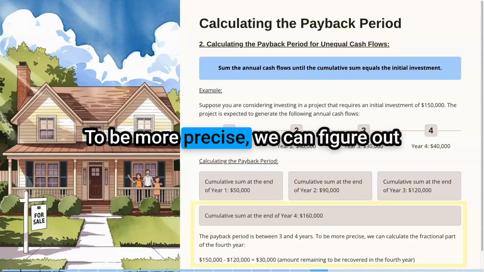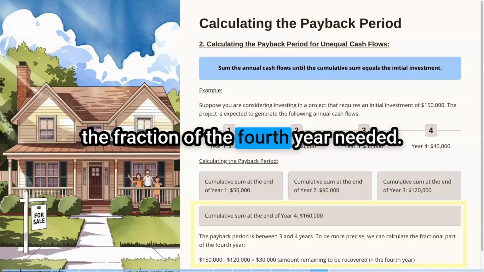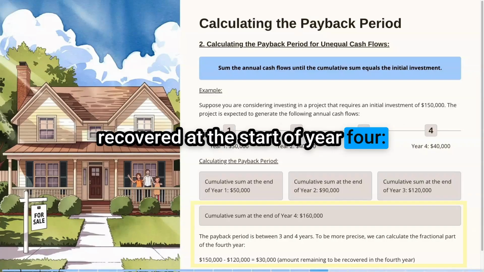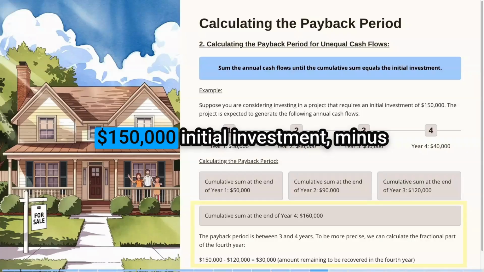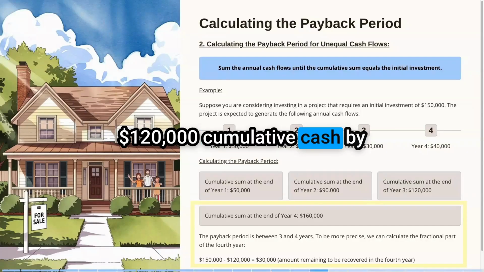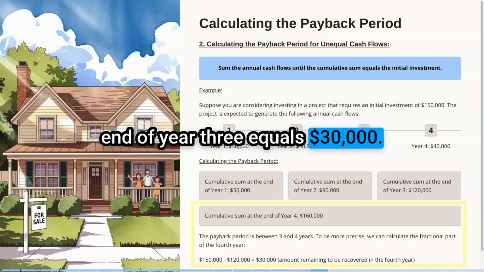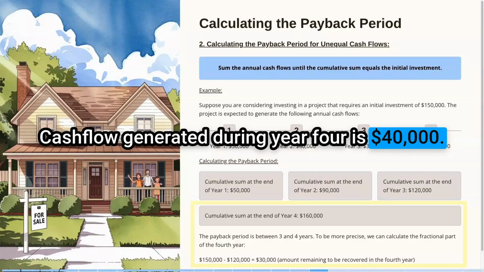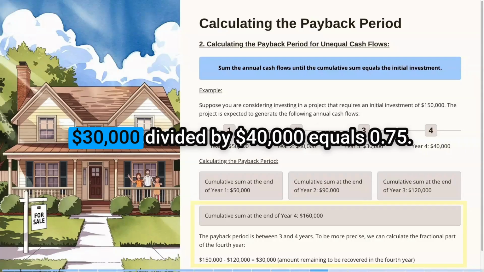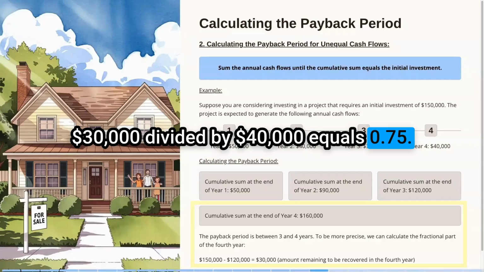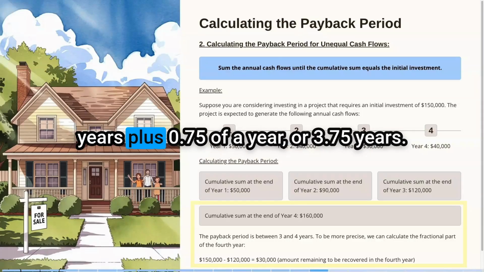Since year 4's cash flow is more than what we need, we know the payback happens sometime during year 4. To be more precise, we can figure out the fraction of the 4th year needed. Amount remaining to be recovered at the start of year 4: $150,000 initial investment minus $120,000 cumulative cash by end of year 3 equals $30,000. Cash flow generated during year 4 is $40,000. Fraction of the 4th year needed, $30,000 divided by $40,000 equals 0.75. Therefore, the payback period is 3 years plus 0.75 of a year, or 3.75 years.